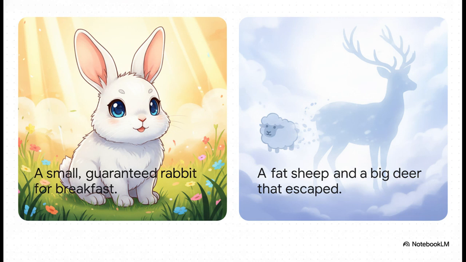On one hand, you have what the wolf actually had, which was a guaranteed win, a small rabbit right there in his grasp. But on the other hand, you have what he wanted, the total illusion of a bigger win, that fat sheep and the big deer. By risking his solid, guaranteed reality for an elusive fantasy, he ends up completely, absolutely empty-handed.